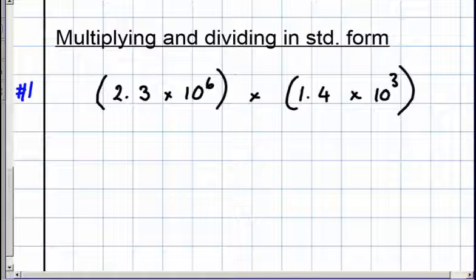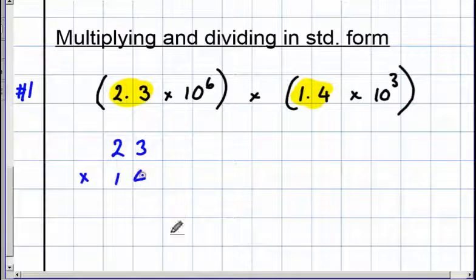So, what you do is this. You multiply the first parts of each of the numbers. And that may require a bit of pen and paper. Obviously, they test you on this in the non-calculator paper. So we're just going to make sure, what is 23 times 14?